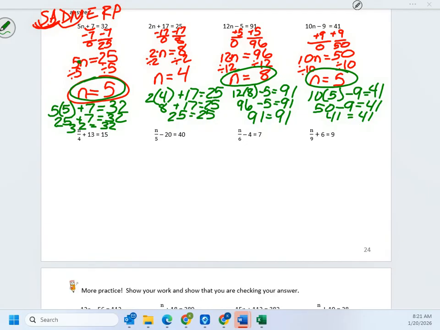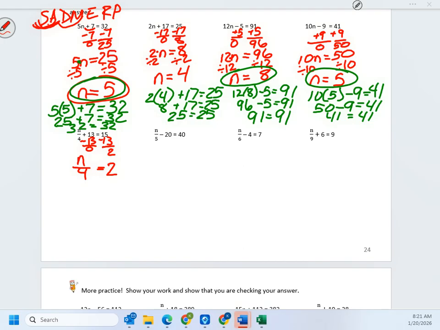Now let's look at our division. Our first one, we have n over 4 plus 13 equals 15. What's our first step we're going to do? Rhoda: 13 minus 13. We're going to subtract 13 from both sides. 13 minus 13 is 0, 15 minus 13 is 2. So now I'm going to rewrite my equation, n over 4. I don't need to rewrite the 0. n over 4 equals 8.